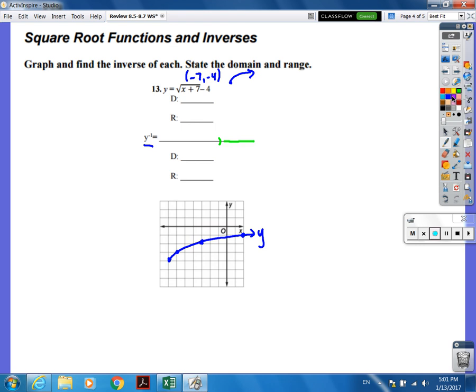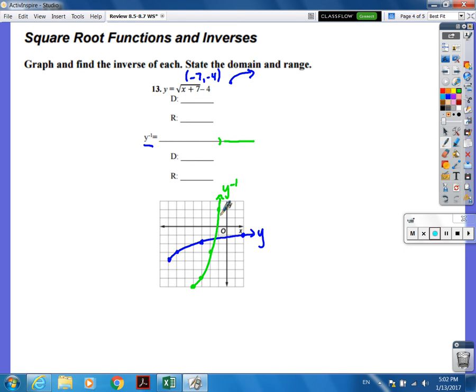If I know that my starting point was negative 7, negative 4, I can find negative 4, negative 7, and I can get my starting point for this graph. If I know another point was negative 6, negative 3, I can find negative 3, negative 6. This point is negative 3, negative 2. So I'll find negative 2, negative 3. This point over here is 2, negative 1. So I'll find negative 1, 2. The arrow is on this end. So there's my arrow for my inverse, and it's going to slide up.